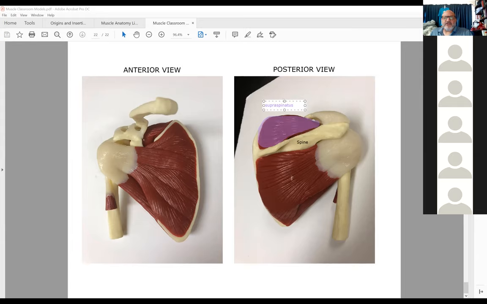There is a muscle, and let's change colors, that is located down here like this. And that pink looks pretty much like the purple, so I don't like that. Let's undo all of that and change it to orange. See if that shows up a little better. There we go.